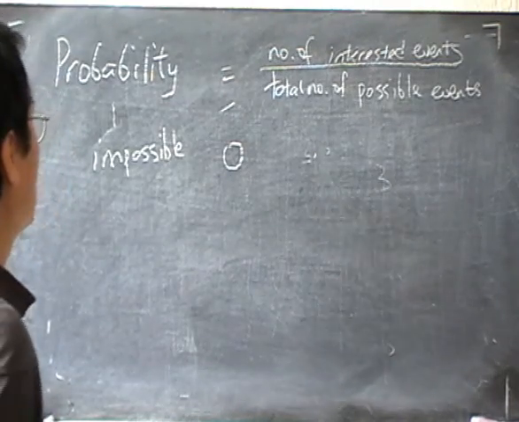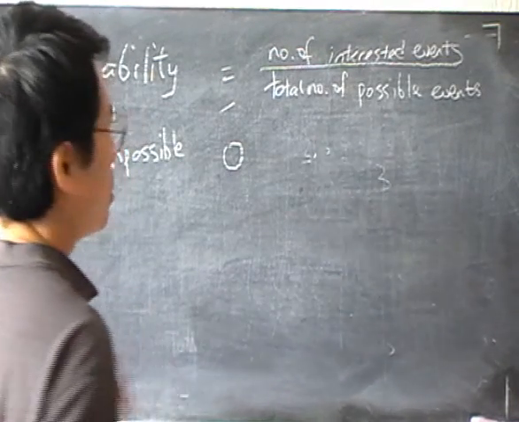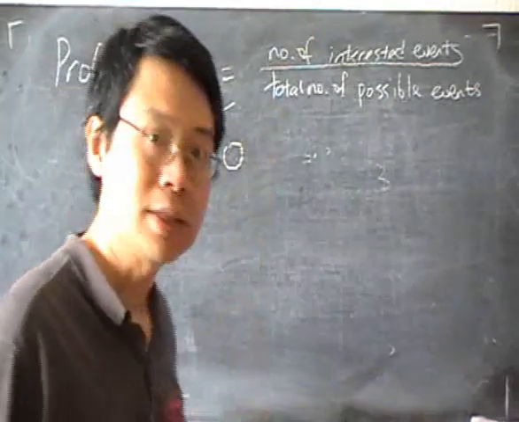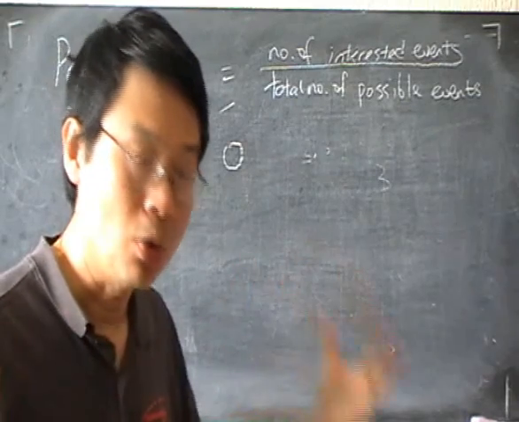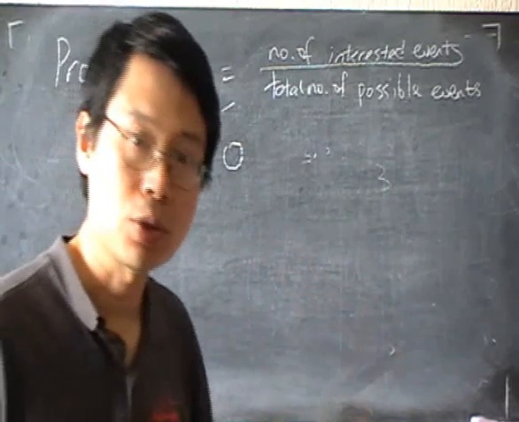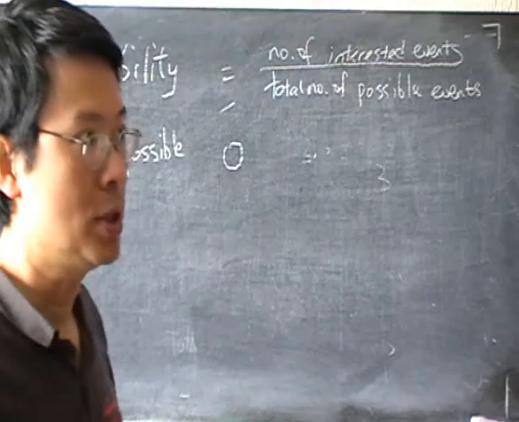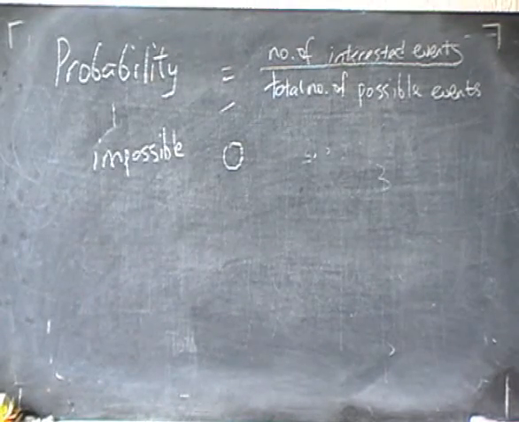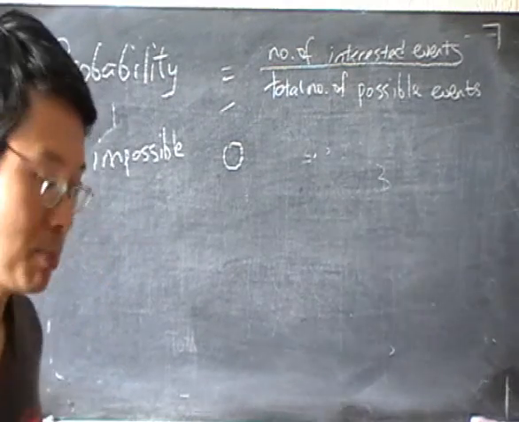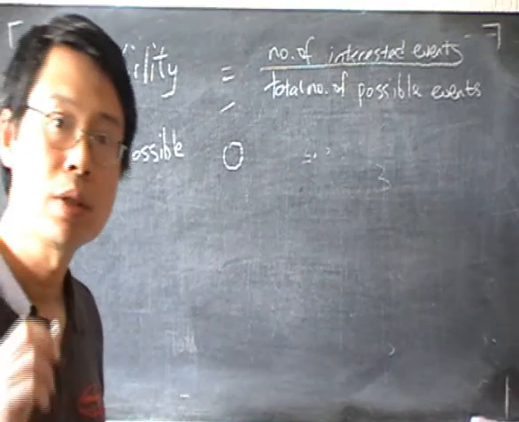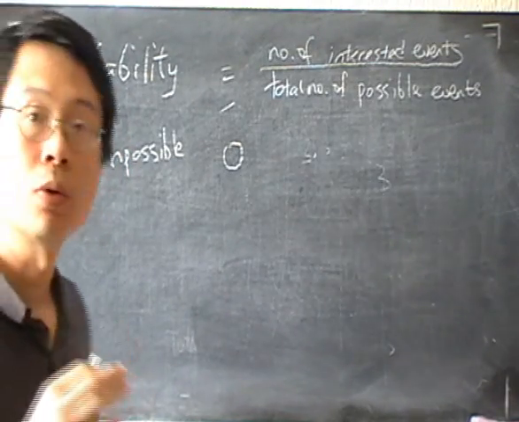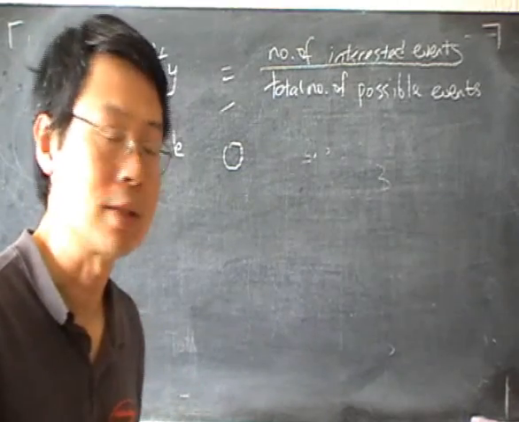And I can talk about events that include all the possible events. Like when I toss a die, I can say, what is the probability of getting a number from 1 to 6?